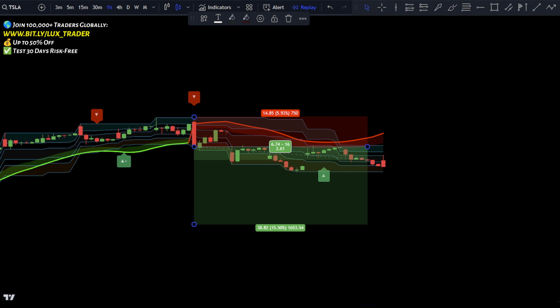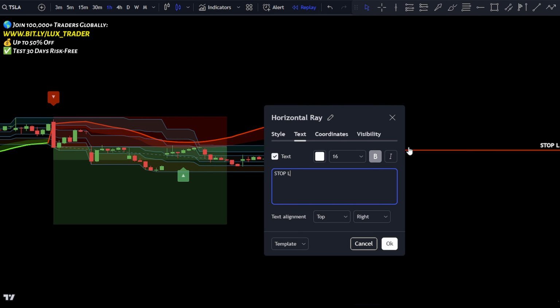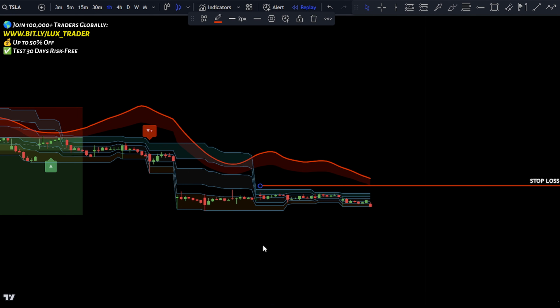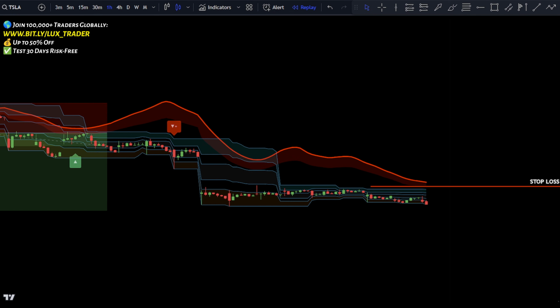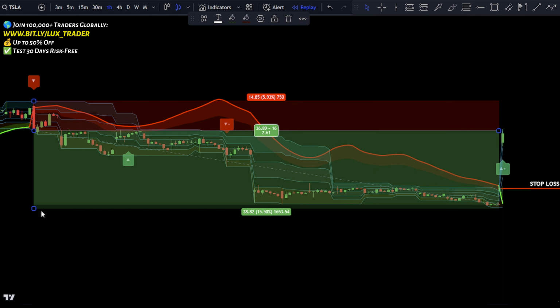Place your stop loss just above the highest Fibonacci zone to protect your position. For profit taking, aim to maximize your gains by trailing your stop loss as the Fibonacci zones move lower. Adjust your stop loss a few ticks above the zones as they shift, locking in profits until the trade is eventually closed by the stop loss.